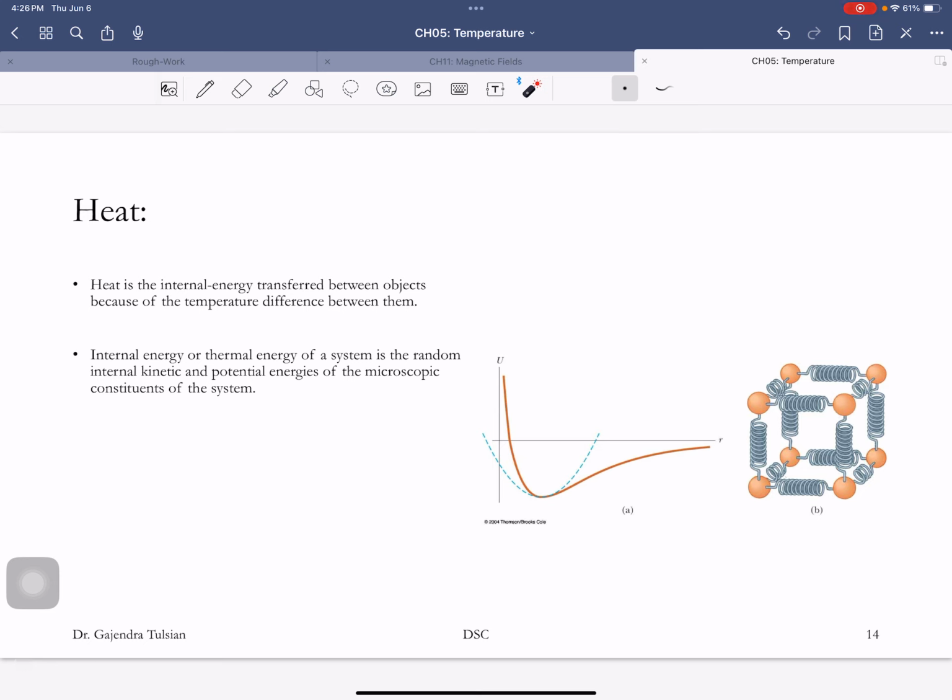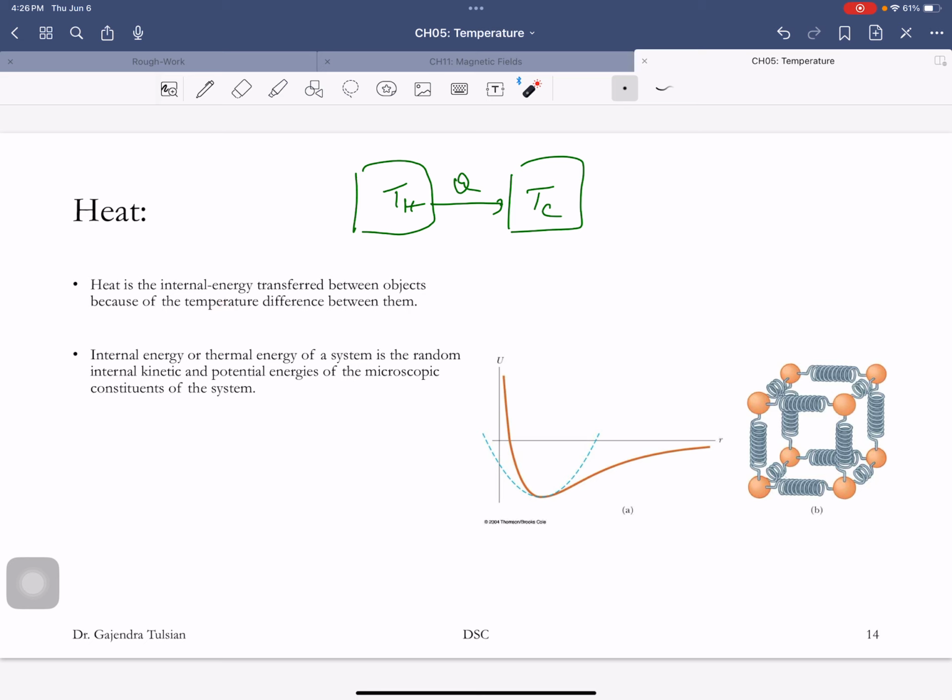So heat is what flows from a hotter object to a colder object. When you bring a hotter object in contact with a colder object, heat will flow from it. Now you saw that at any given temperature, these molecules vibrate, and the length depends on the temperature. So there's potential energy and kinetic energy. And when the object is hotter, some of this energy is transferred to a colder object. And heat is that energy. So heat is the internal energy transferred between objects because of temperature differences.